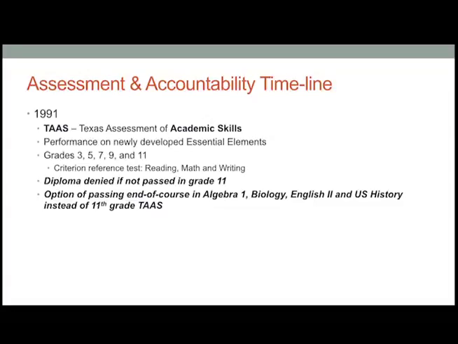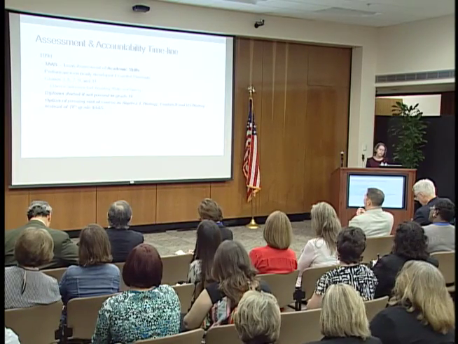1991 saw the transition to TAAS. We moved from the particular curriculum that was in place before to a newly developed curriculum of essential elements, and a test that measured academic skills in grades 3, 5, 7, 9, and 11. So those first graders were not being tested, but other grades were. Still the same subject areas, and again, no diploma if you did not pass in the 11th grade. There was also one little improvement: end-of-course exams were initiated during this time, and if you passed those end-of-course exams, you could be considered applicable for your 11th grade assessment and be able to earn your high school diploma.